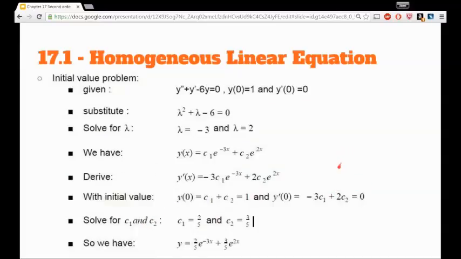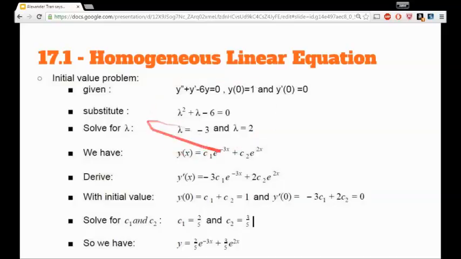Here's an example of an initial value problem. We were given an equation, y double prime plus y prime minus 6y is equal to 0, and initial values of y0 is equal to 1 and y prime 0 is equal to 0. Now we substitute in lambda, and we will have this polynomial equation. Now we solve the polynomial equation and we get lambda is equal to -3 and lambda is equal to 2.